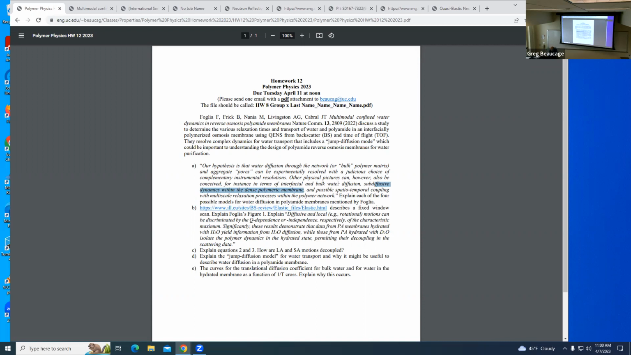Right. So that's the kind of thing he's talking about. Subdiffusive means he's putting impediments to the water transporting through. Possible spatio-temporal coupling with multi-scale relaxation processes within the polymer network. So that means you have no idea what's going on.